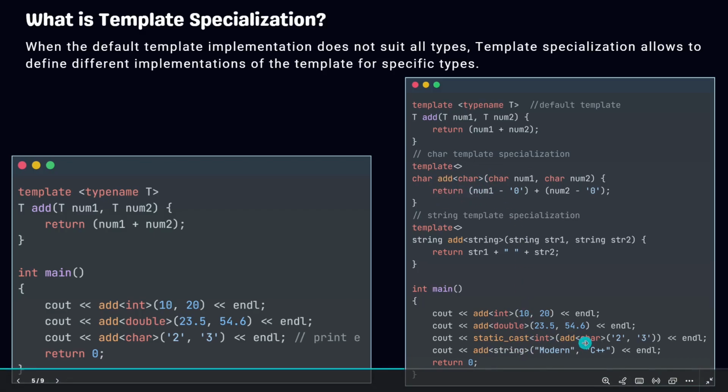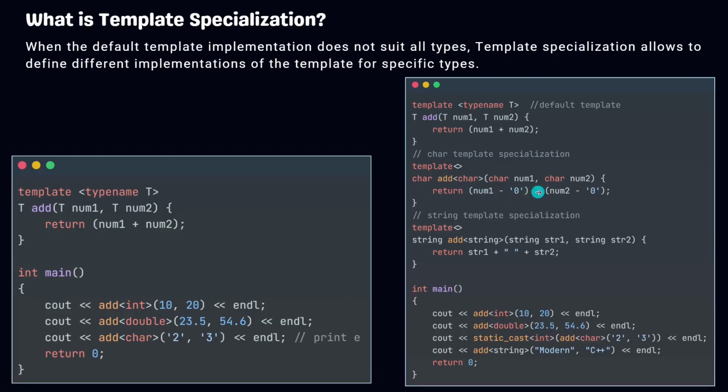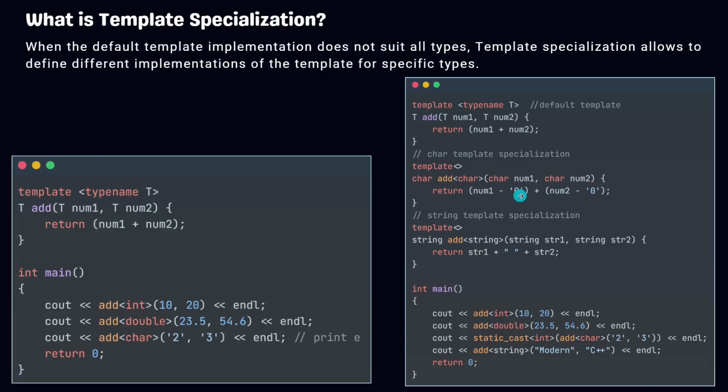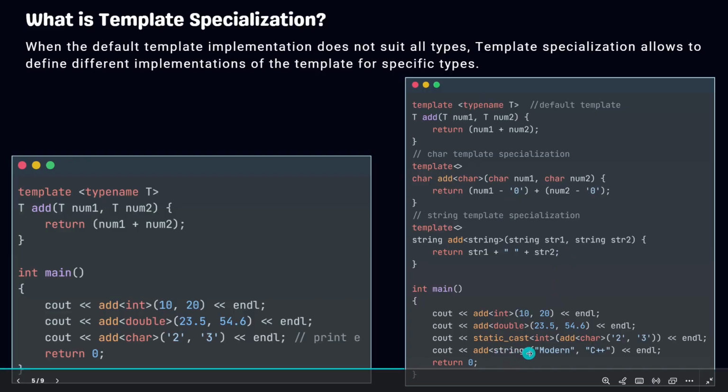So when we pass add character 2 and 3, it will come here, perform this operation and show the result. It will give 5, 2 plus 3, just ASCII character addition and subtraction, the ASCII character implementation logic. Similarly, if we pass the string modern C++, here we are just doing concatenation. So this is the logic of template specialization.